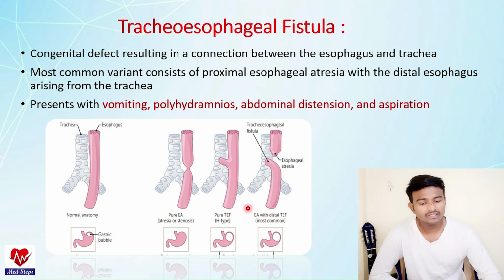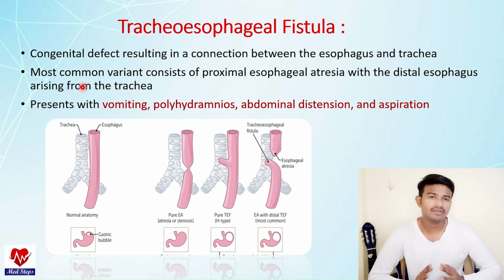This is esophageal atresia with distal tracheoesophageal fistula. In this disorder, what will happen? This esophagus part didn't attach to the trachea. So that's why the food will come here and automatically the baby will vomit. What are the signs and symptoms you will see in this disorder? Vomiting, polyhydramnios, abdominal distension, and aspiration you will see in tracheoesophageal fistula.